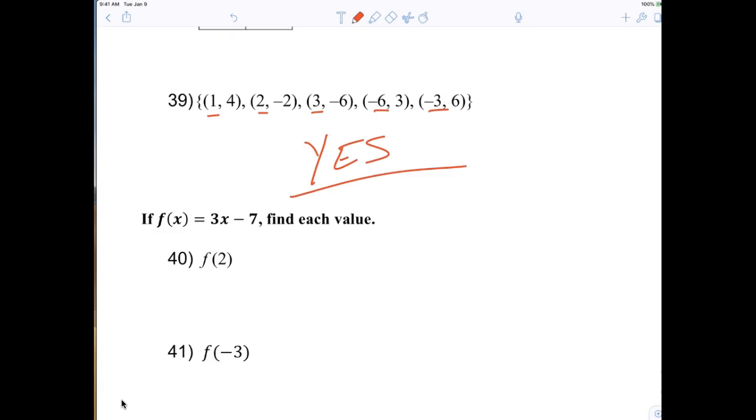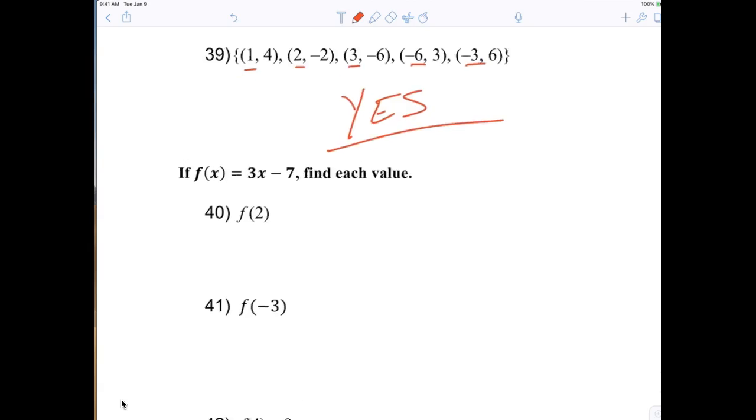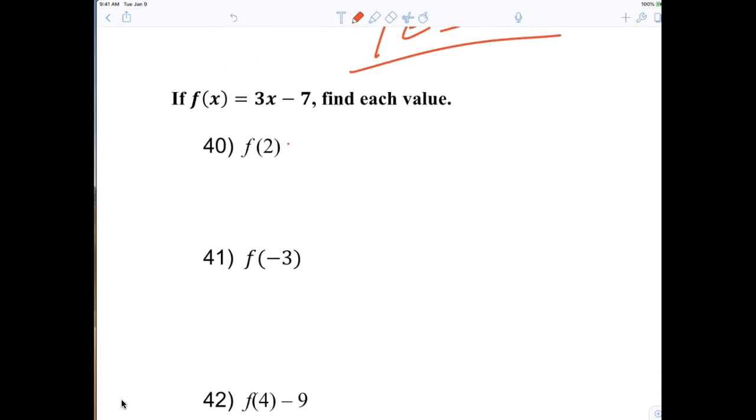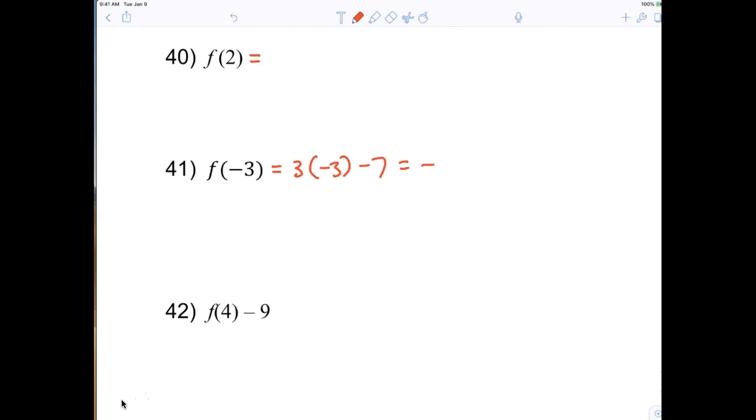Everybody good? So f of 2. What do I have to do with that? Oh, well, f of negative 3. What do I do with f of negative 3, Carter? It's 3 times negative 3 minus 7. Good. Negative 16 is perfect. Everybody okay with that?